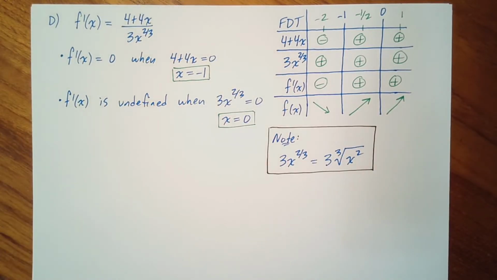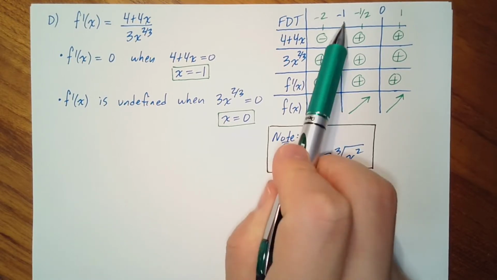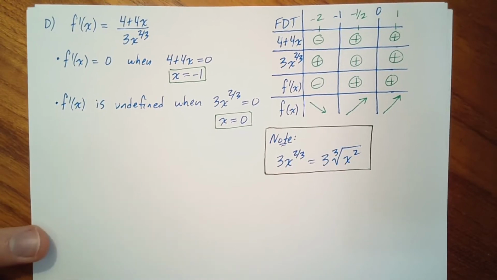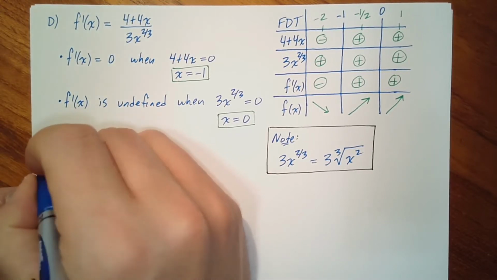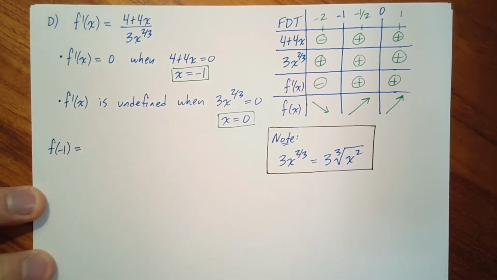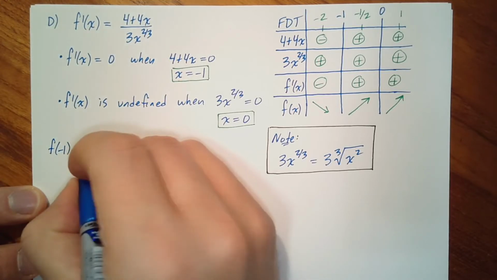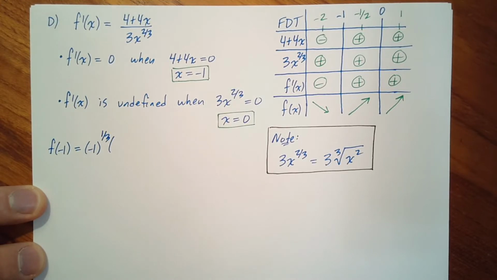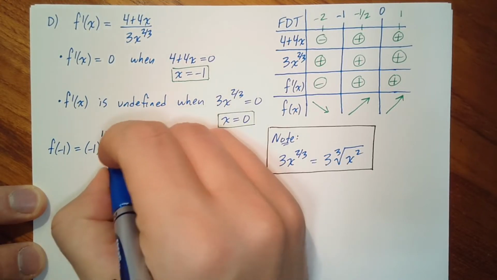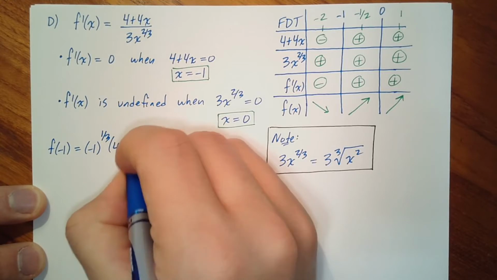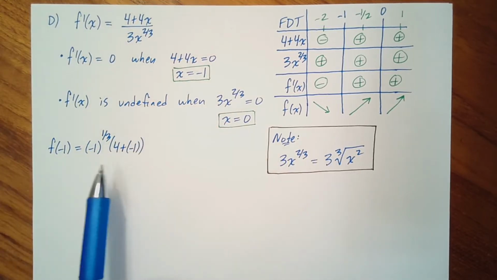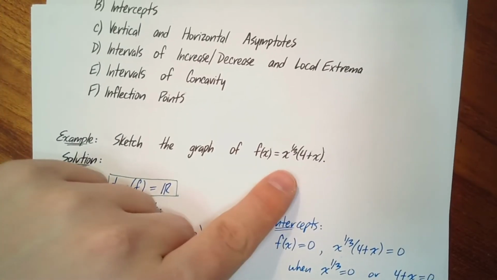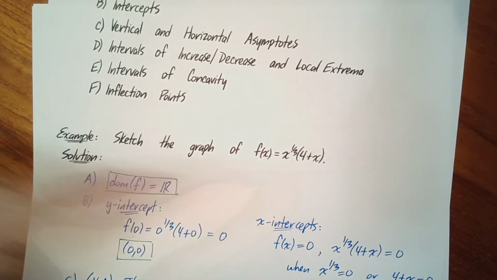Do you have any local mins or maxes? There's no local max, but there is a local min that occurs at -1. So let's figure out what the y value is of that point now. So f of -1, remember you're plugging this into the original function. So we're going to have -1 to the 1/3 multiplied by 4 plus x. And our x is -1 in this case, so we're going to have 4 plus -1. So this is plugging -1 into the actual original function.